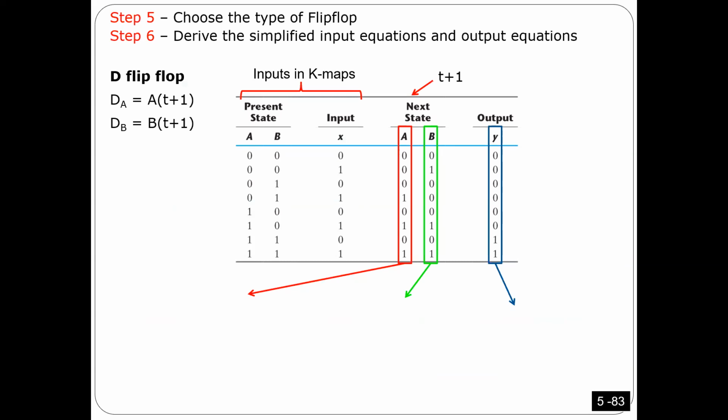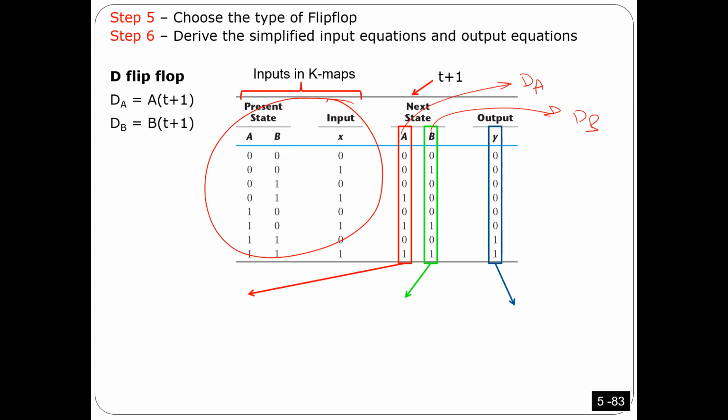Yeah. So this one here, don't be confused, this is the next state. So this one is equivalent to D of A. This one is equivalent to D of B. This is the input of register A. This is the input of register B. Is that okay? And then after that, this is the input you have.